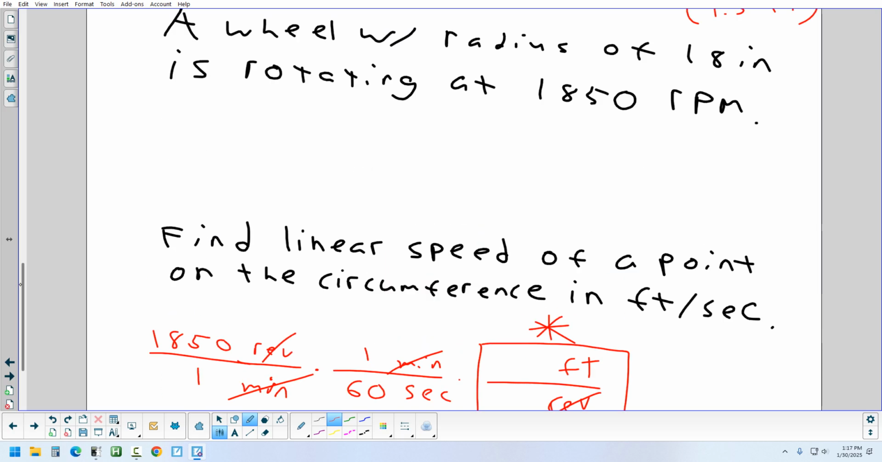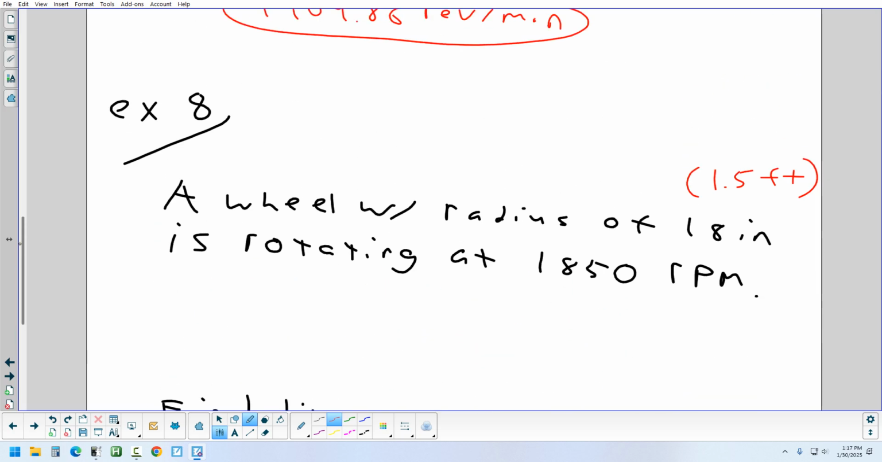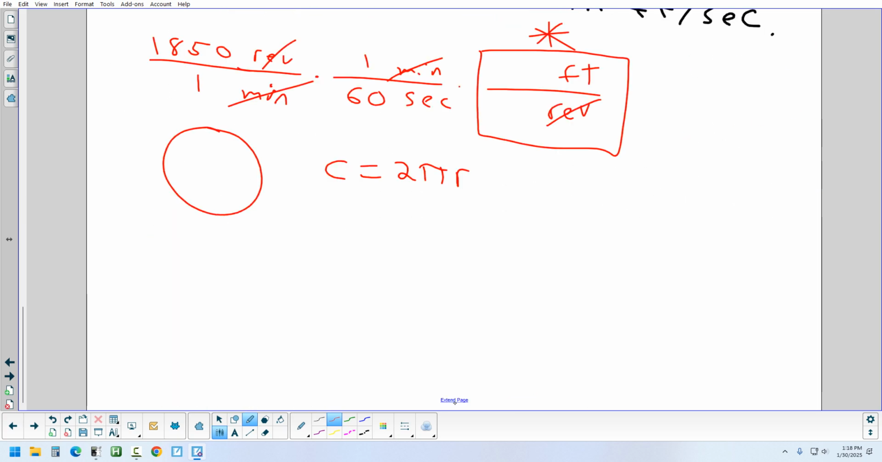If we go back up, what's the radius of our wheel? 1.5 feet. So the circumference of the wheel is 2 times pi times 1.5. I want to leave that exact. What's 2 pi times 1.5? 3 pi. That's how many feet there are for this tire to revolve one time.